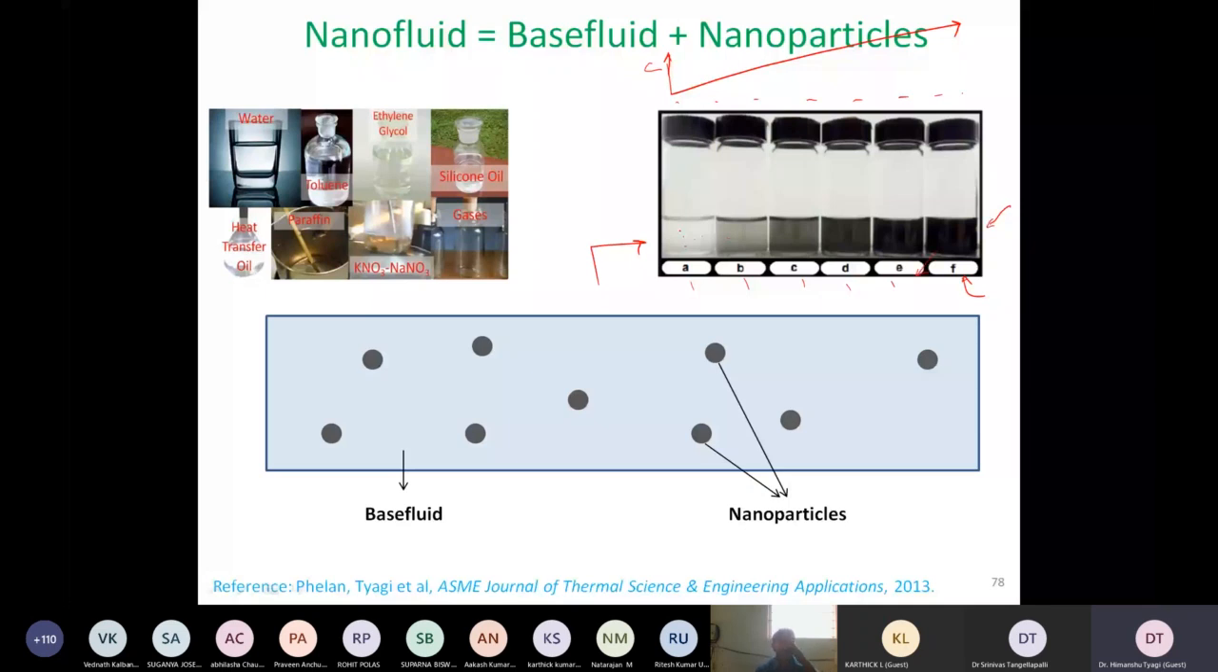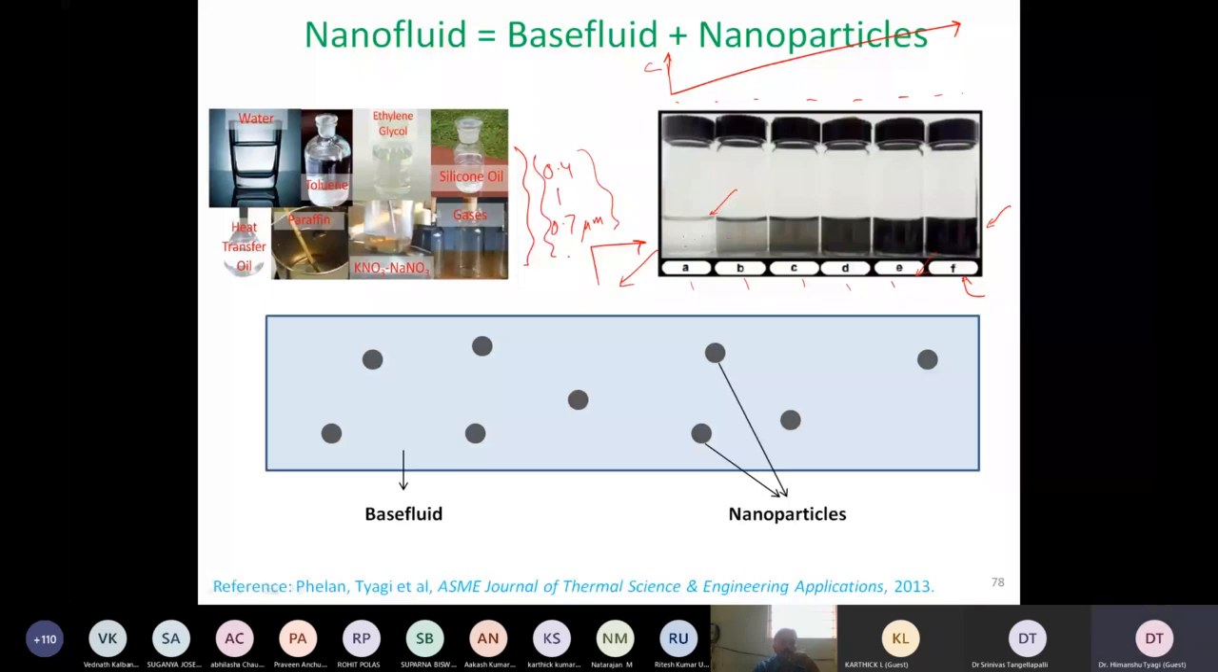And these are some examples of pure base fluids like silicon oil, ethylene glycol, water, paraffin oil, which are mostly transparent in the visible spectrum. So our main focus will be on the visible spectrum, which is 0.4 to 0.7 microns. And why are we focusing on the visible spectrum? Because almost 50% of sunlight is incident in this region itself.